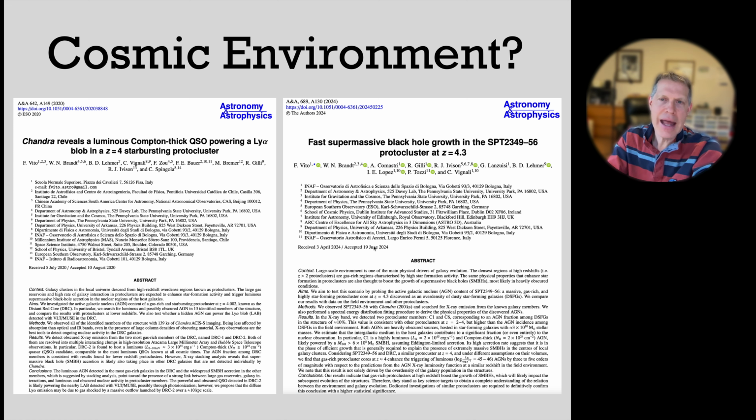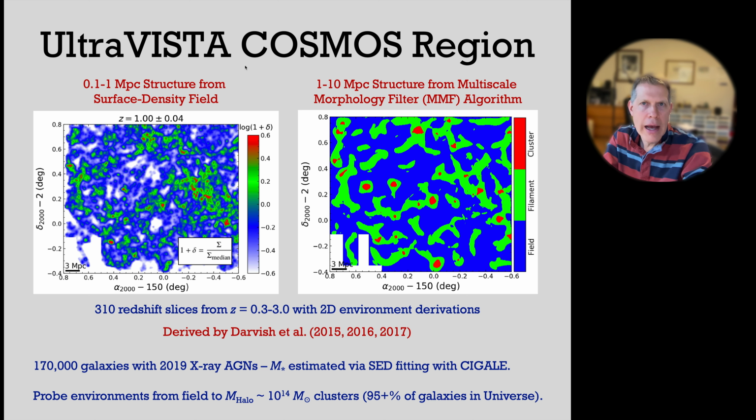We've tried to address this more systematically, to the extent that we presently can, utilizing the COSMOS data. COSMOS by far still has the best measurements of cosmic structure of any of the fields that we've analyzed. In fact, Darvish has performed very useful measurements of structure in the COSMOS field, particularly in the UltraVISTA part of the field, which gives you the very best possible measurements. Measurements are performed both at 0.1 to 1 megaparsec scales, shown here using this overdensity parameter, and then here on 1 to 10 megaparsec scales using a multi-scale morphology filter algorithm, which separates the environment into field environment, filament environment, and cluster environment. And this is done as a function of redshift.